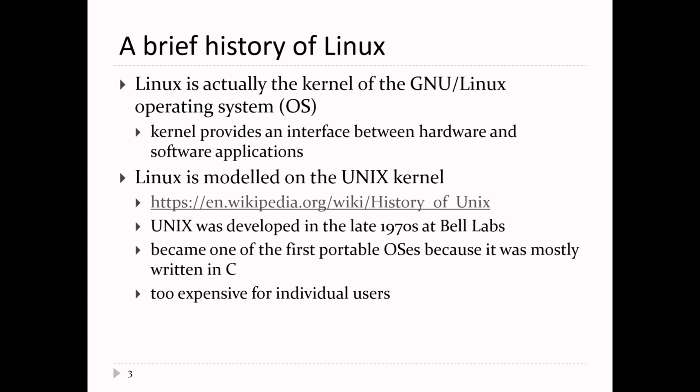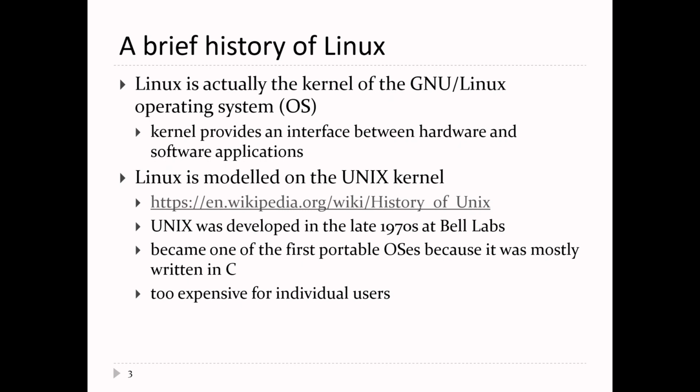So Unix was developed at Bell Labs in the 70s. It became successful because it was written in a language that wasn't specific to any particular type of computer. Way back in the early days of computing, you'd buy a computer, and there might be a language that was specific to that particular computer, and you'd have to do programming in that language. So Unix was written in a language called C, which we'll talk about later in the course.